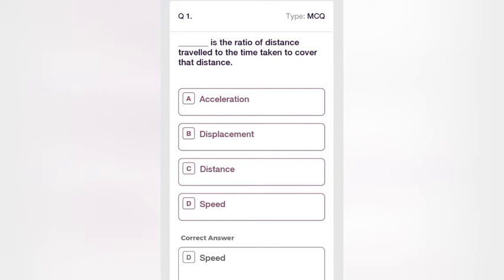Whereas acceleration is the rate of change of velocity. Displacement is distance with direction. Distance is the actual path.